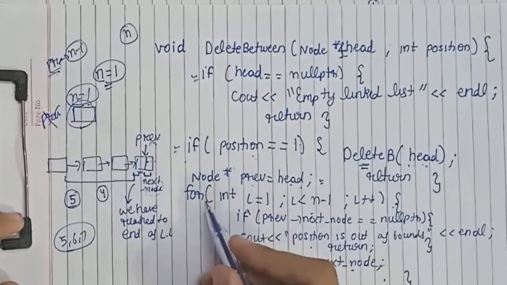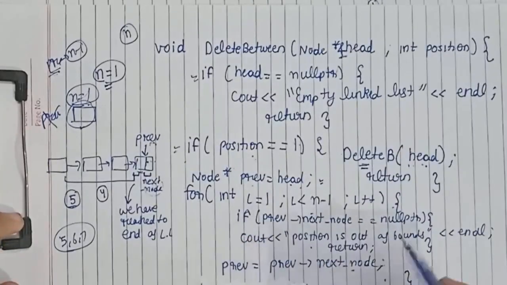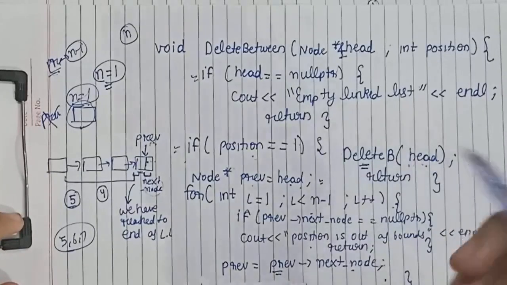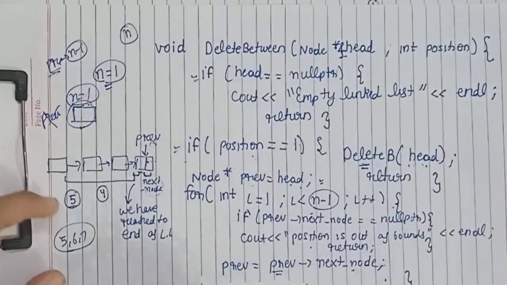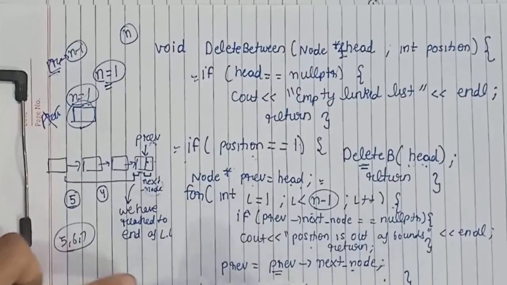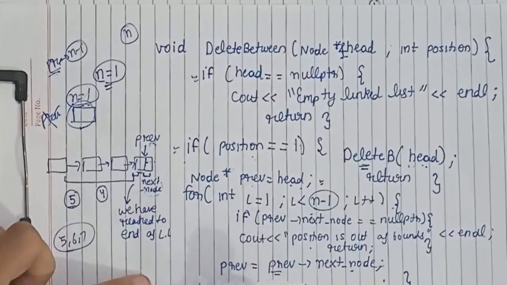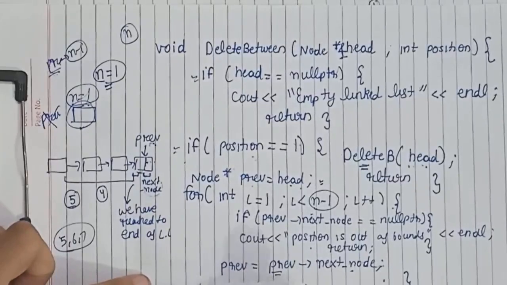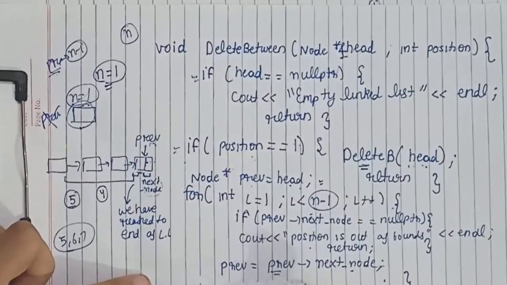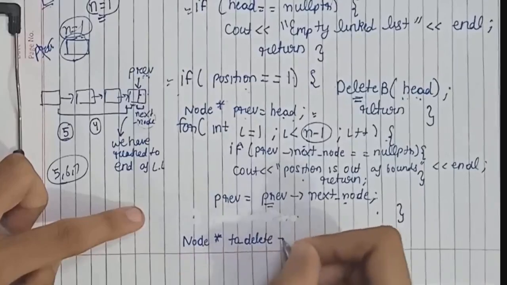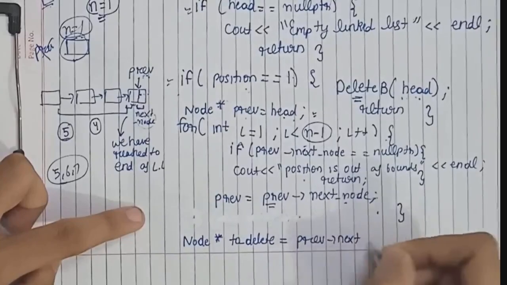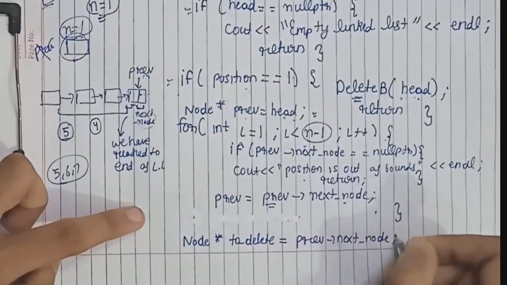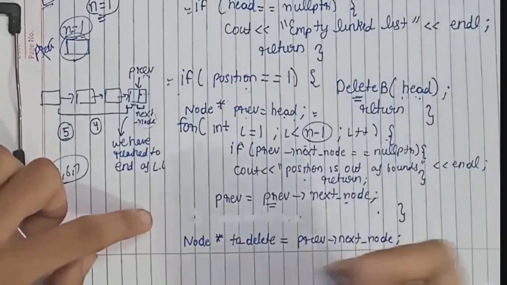Now after this loop is completed, the previous pointer will be pointing to the n-1th node. Once the previous pointer starts pointing to the n-1th node, as I have told you, we will create another pointer whose name will be to delete, and it will be pointing to the previous next node, as I have told you earlier.